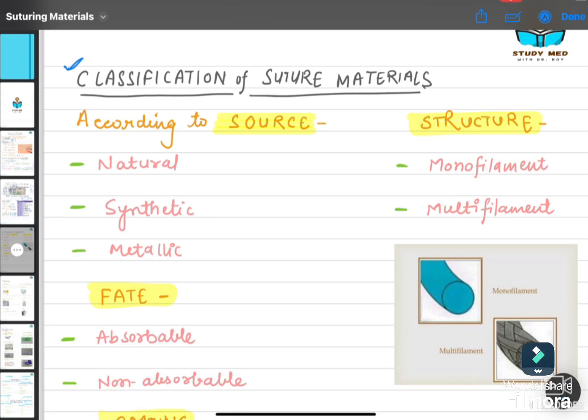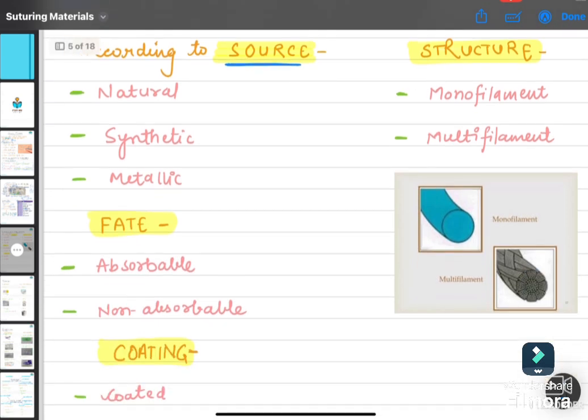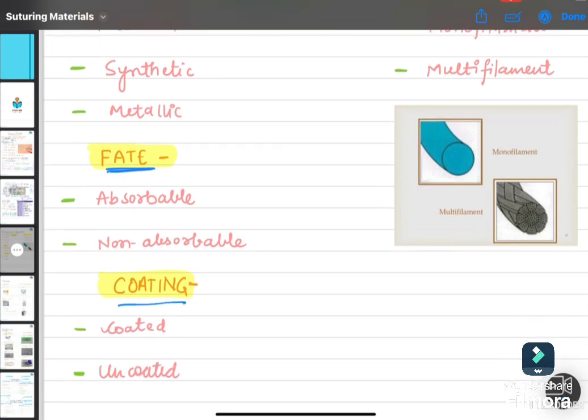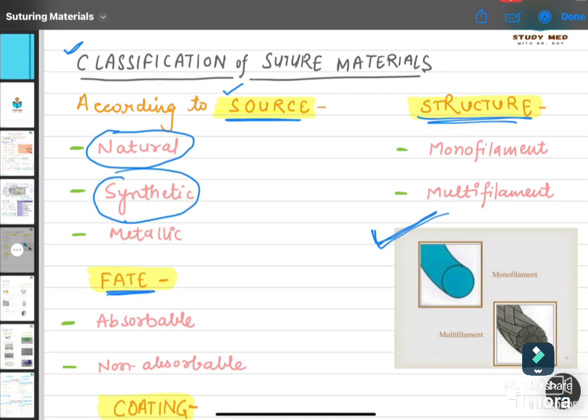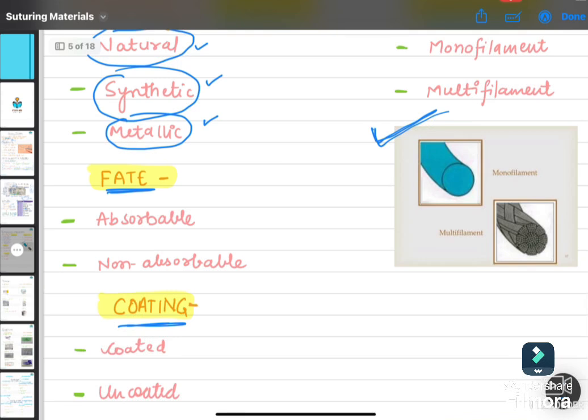So we can classify suture materials based on the source of their procurement, or their fate, or their coating. And third, structure. Here we have one diagram also. According to the source, suture material could be obtained from natural sources, it could be synthetic, or it could be metallic. So there are three types of suture materials based on the source: natural, synthetic, and metallic. Based on the fate or absorbability, the suture material could be absorbable or non-absorbable.